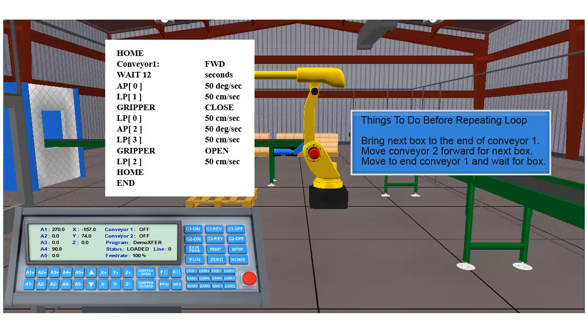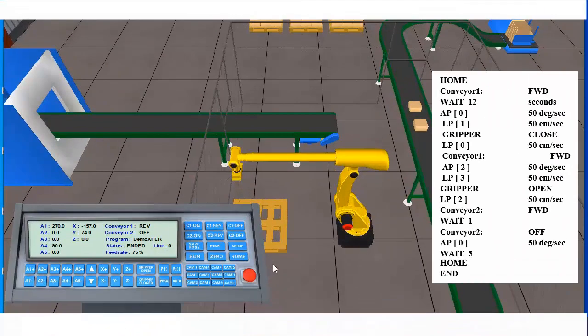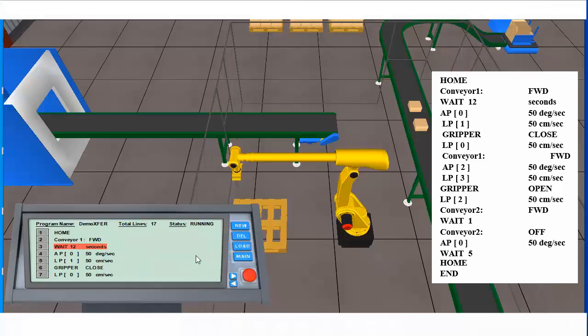Once a box has been placed on conveyor 2 and the arm has been retracted, we'll need to start that conveyor, let the box clear the target area, and then stop it. And lastly, we need to move the tool center point back over conveyor 1 and wait for the next box. We'll run a new program that's designed to include this functionality.